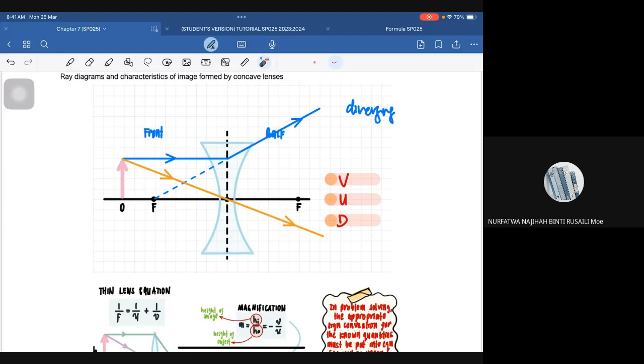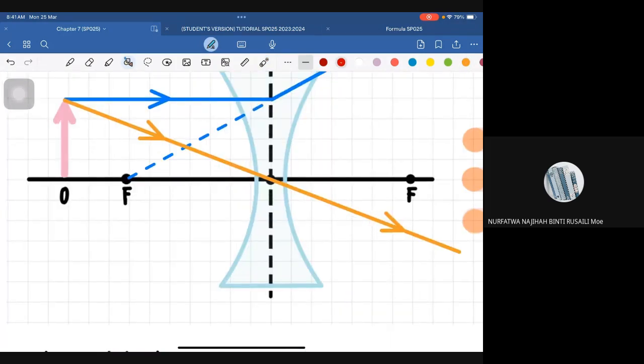Okay, so the ray diagram, sudah ada intersection which is at this point here. So, kita lukislah arrow dia. Okay. Oh, kenapa saya pointing upwards? Sebab this intersection is above the principal axis. So, this is your image.